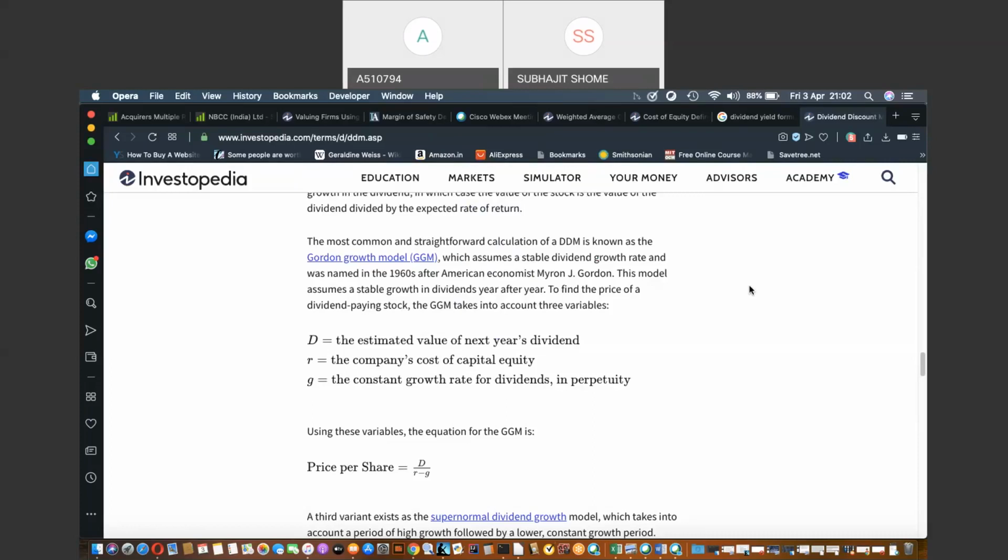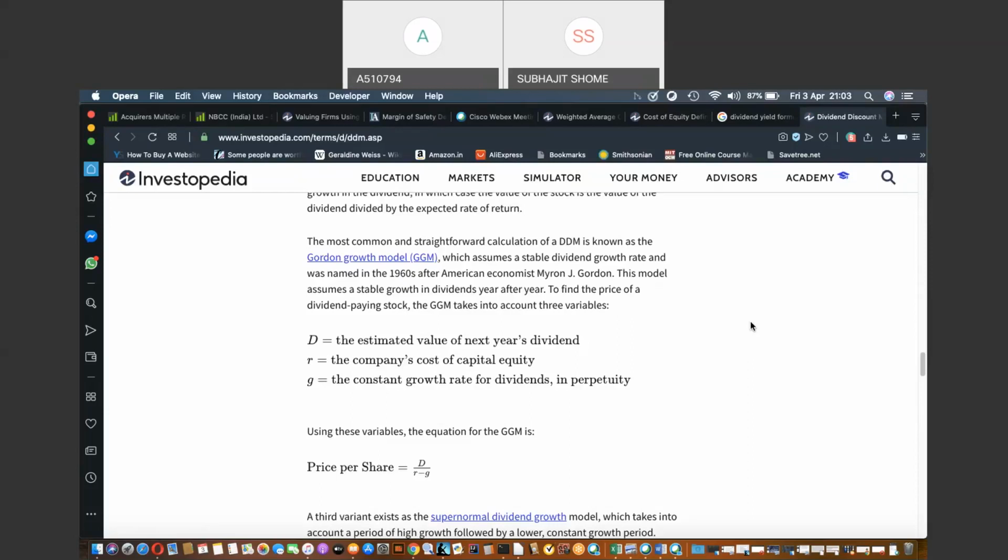What is the main formula? The main formula is next expected dividend per share divided by WACC minus, in the denominator only there will be a bracket, minus growth rate. Expected dividend per share in turn is current dividend per share into growth rate.